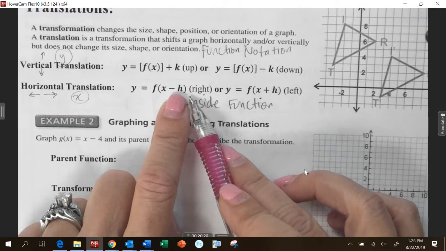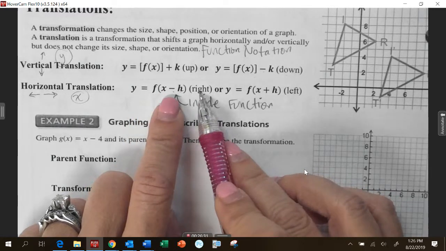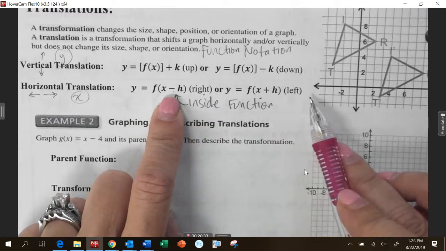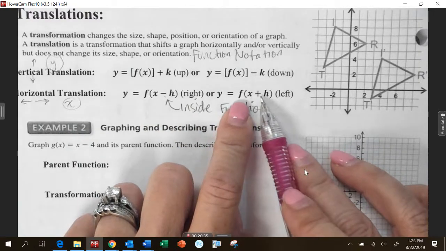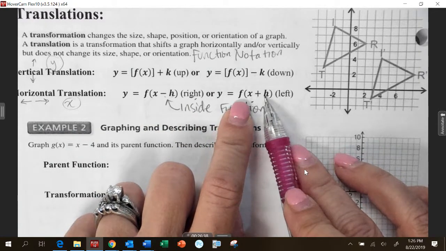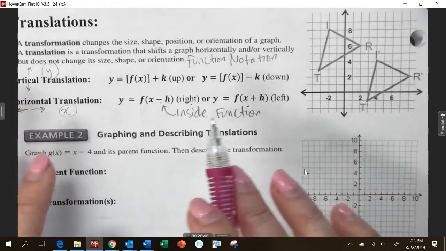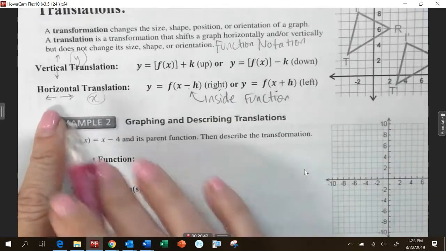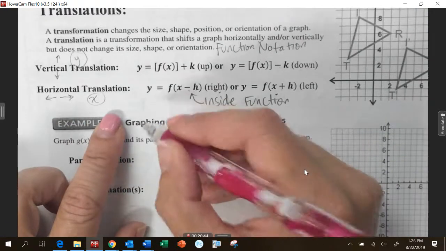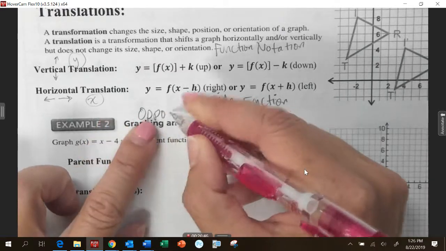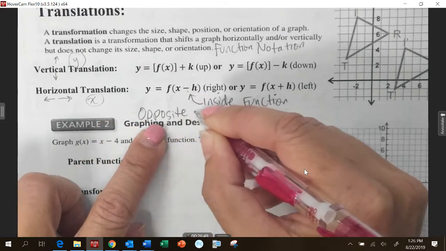Can we go over that again? If you subtract a number, it moves the whole thing to the right. If you add a number inside of the function, it moves the entire thing to the left. So what we have to be very careful about is anytime we do a horizontal translation, it's going to be the opposite operation. Opposite operation.